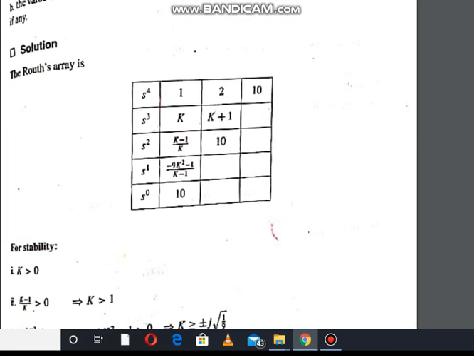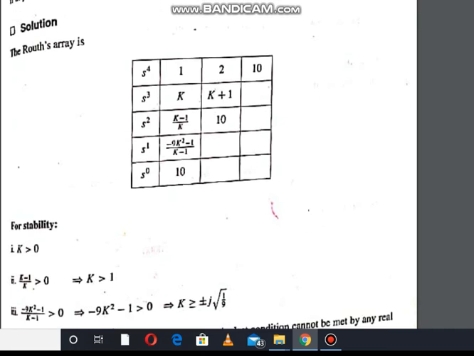So for stability, from the s cube row, we can write k should be greater than 0 for stability, right? Positive value will be one assumption. And from the next row, (k minus 1) divided by k should be greater than 0, or else if we cross multiply, then k minus 1 should be greater than 0, or else k should be greater than 1.